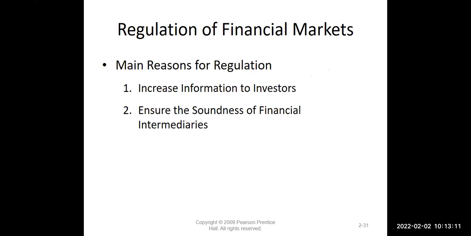Another reason for financial regulation is the soundness of financial intermediaries.